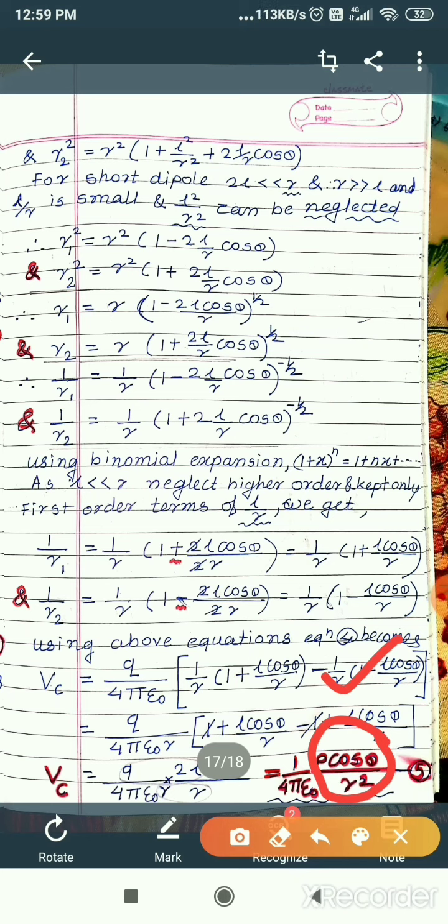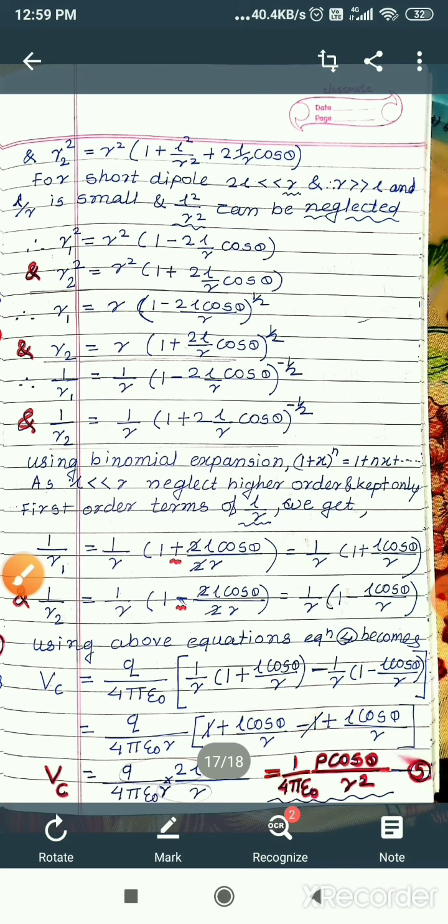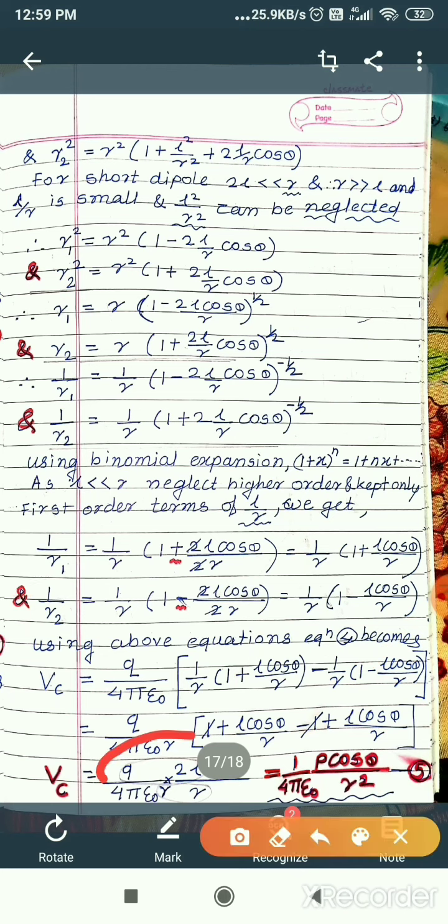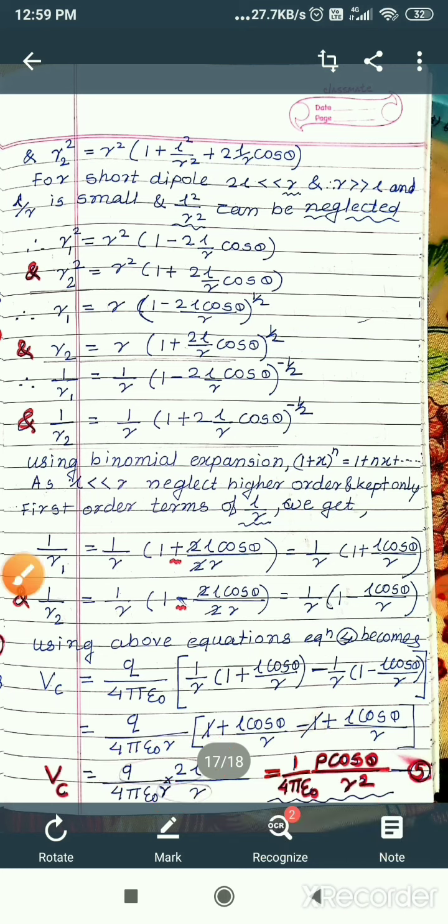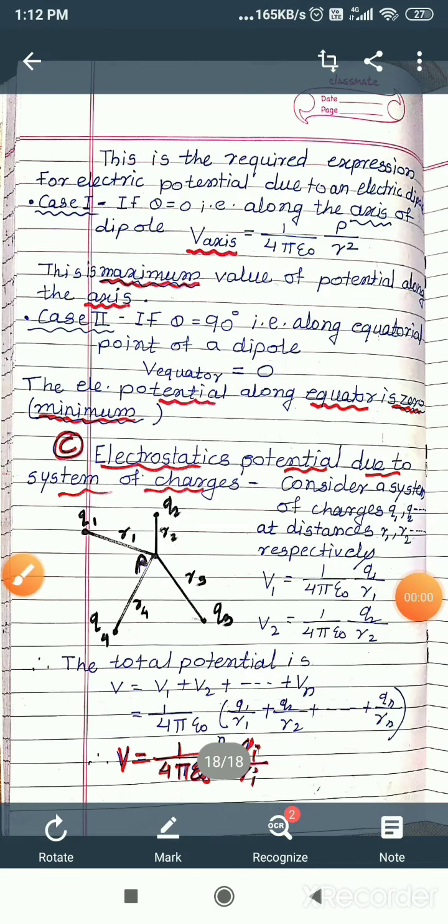Why does it become p? By using equation number 1, the product of q into twice L becomes p, and r into r becomes r square. This is the required expression for electric potential due to an electric dipole at different positions.